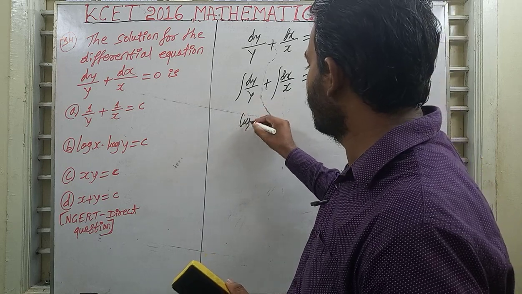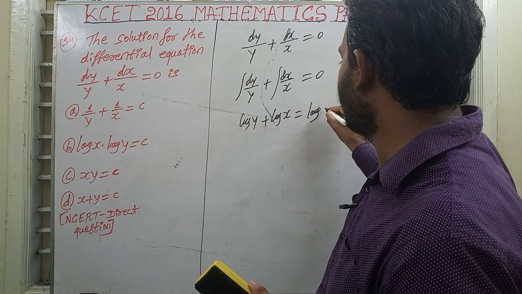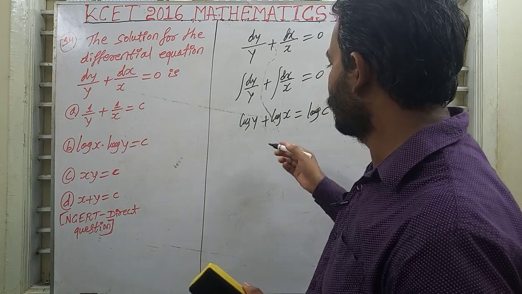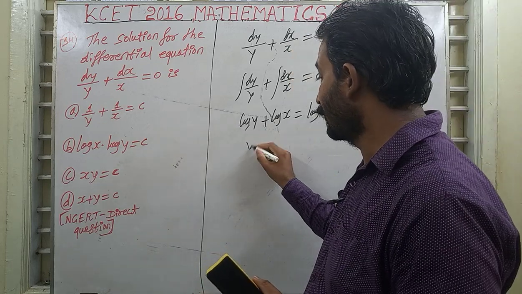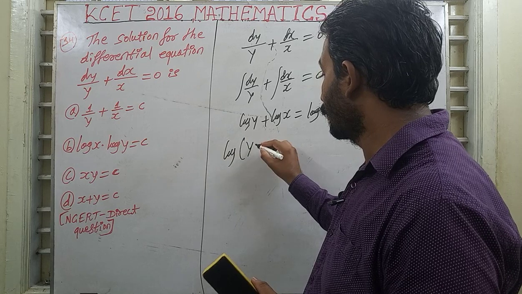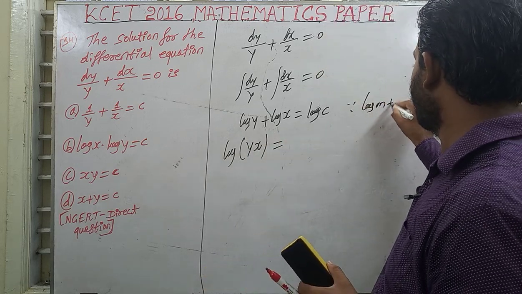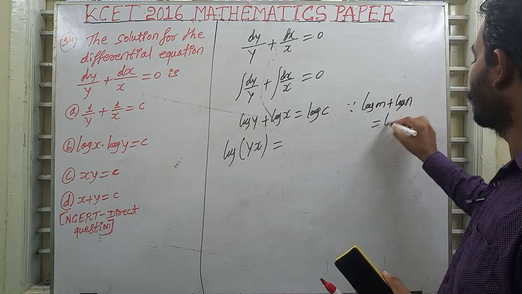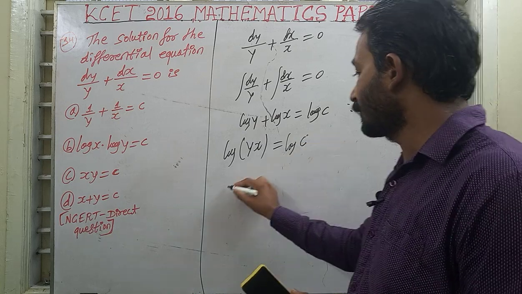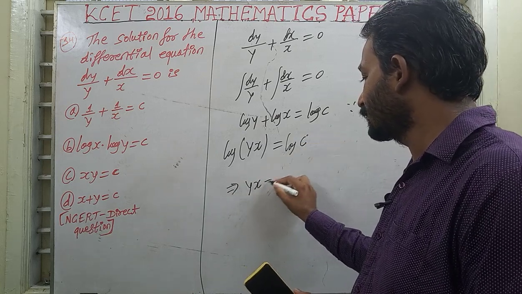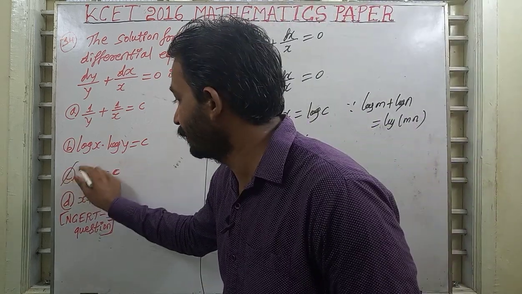So this is log y plus log x is equal to our convenient integral constant log c. Using the logarithm formula, log y plus log x can be written as log yx. We know the formula log m plus log n is equal to log m into n. So it is equal to log c. Now this implies yx is equal to c, or xy is equal to c. So option C is the good answer.